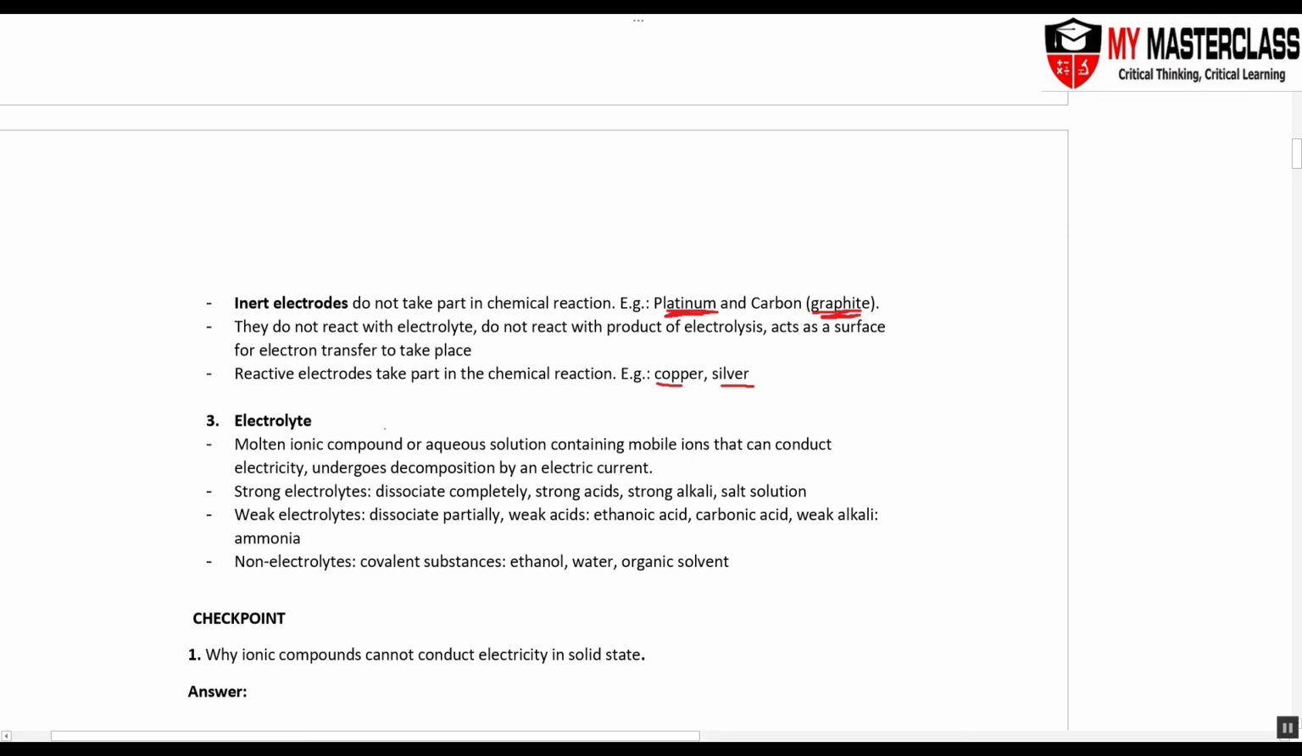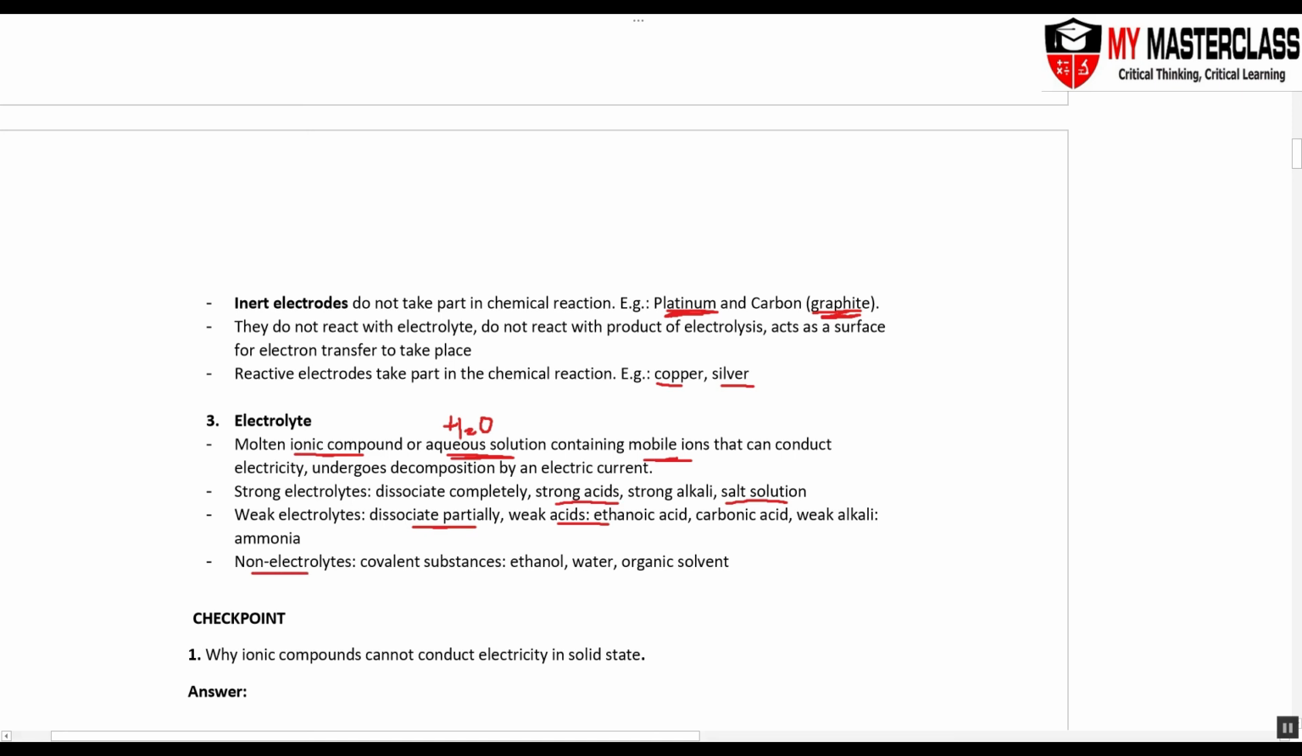Reactive electrodes will take part in the reaction, such as copper, silver, any metal other than platinum. The electrolyte must be molten ionic compounds or aqueous solution. Aqueous means dissolved inside water. Because your ions dissolve, they dissociate. So they are mobile ions that act as charge carriers to conduct electricity. Strong electrolytes have complete dissociation, like your strong acids and salt solutions. Weak electrolytes have partial dissociation, like your weak acids.